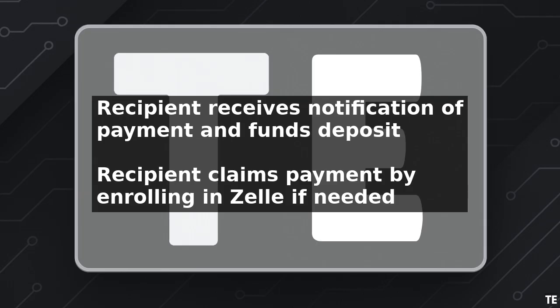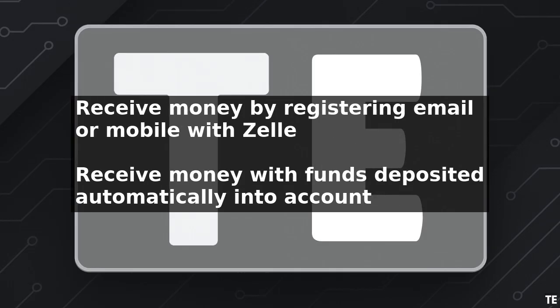If the recipient is not enrolled in Zelle, they will receive an email or text message with instructions on how to enroll and claim their payment. It is essential to only send money to people you trust, as transactions are typically irreversible. Also, be aware of the daily and monthly sending limits, which can be found in the US Bank online banking platform or mobile app.